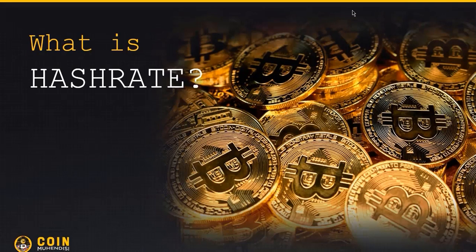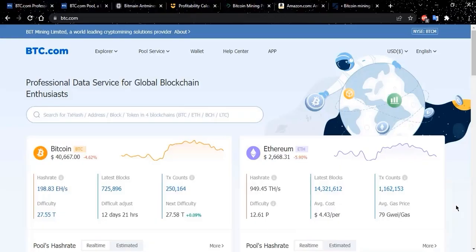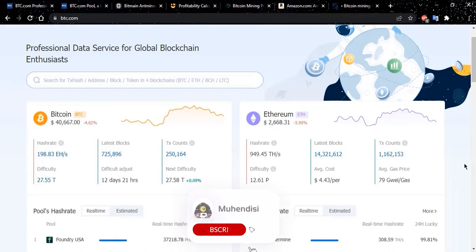This is the measure of the total computational power used by a proof of work cryptocurrency network to process transactions in a blockchain. The higher the hash rate, the more secure the blockchain network. This is essential. And on this website, btc.com, we can see the pools, hash rates, latest block counts, and stuff like that.